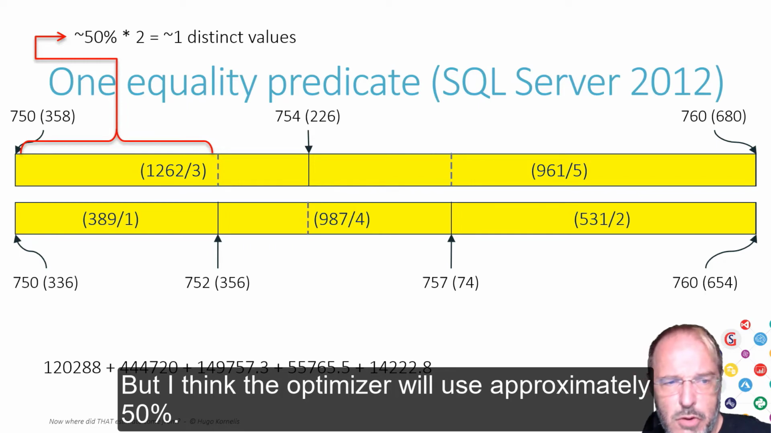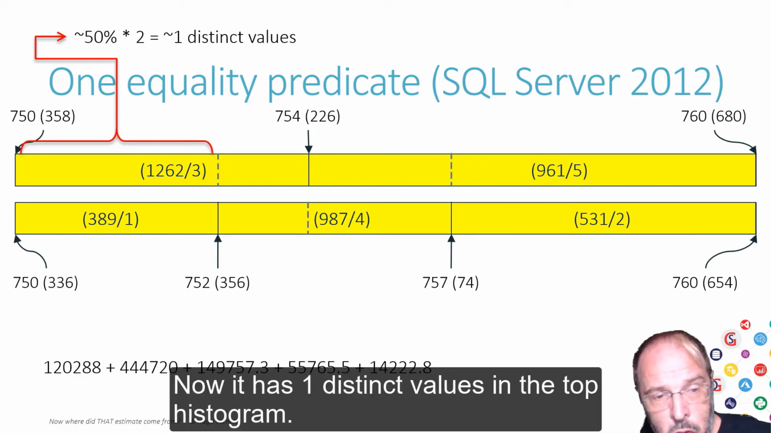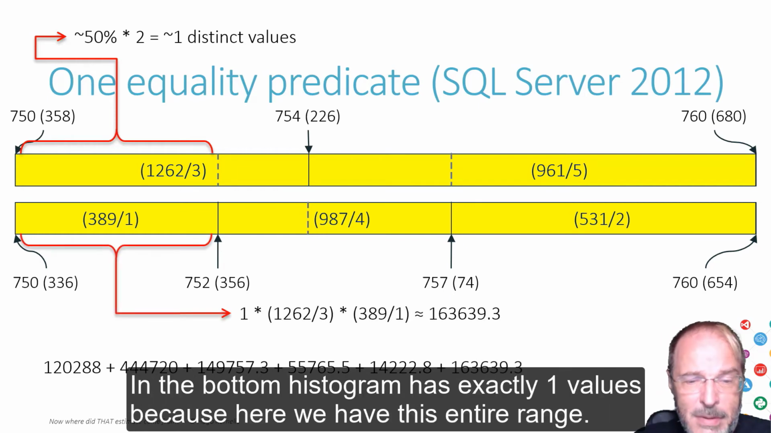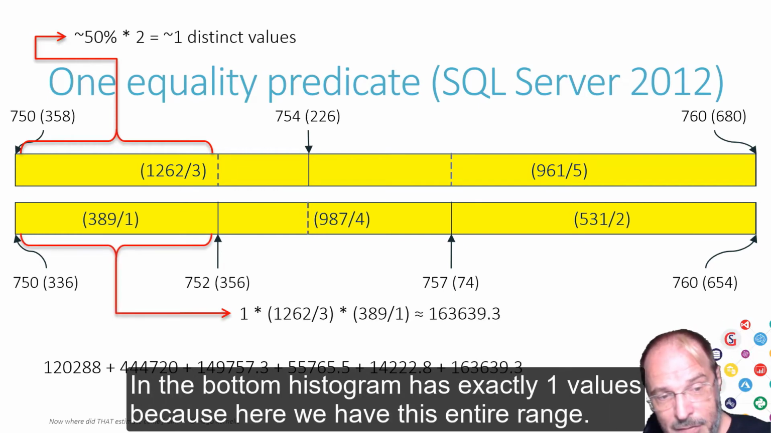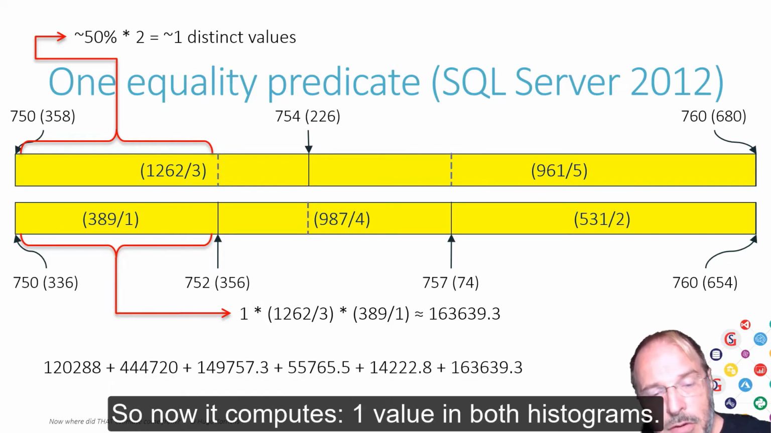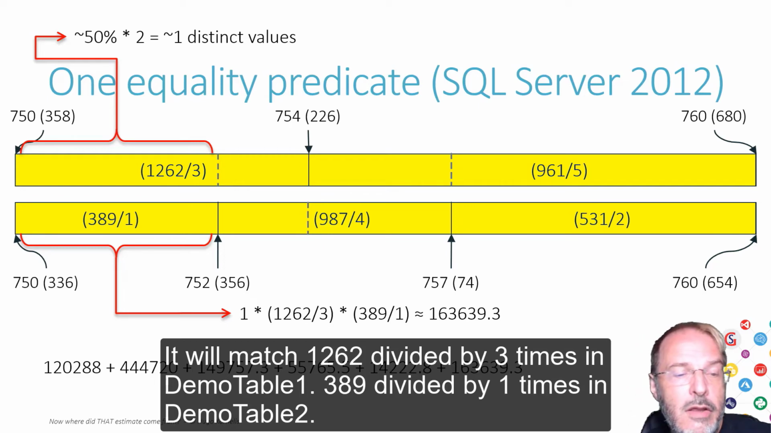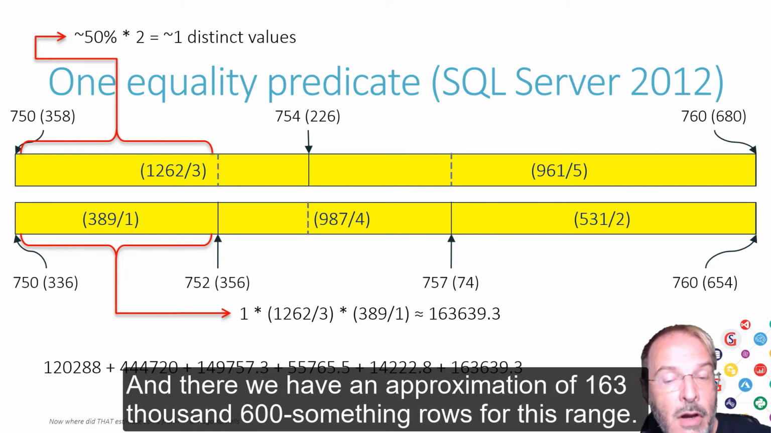But I think the optimizer will use approximately 50%. Now it has 1 distinct values in the top histogram. In the bottom histogram it has exactly 1 value, because here we have this entire range. We don't need to do any mathematics, we have this range. So now it computes 1 value in both histograms. It will match 11, 20, 62 divided by 3 times in the demo table 1, 389 divided by 1 times in demo table 2, and there we have an approximation of 163,600 something rows for this range.